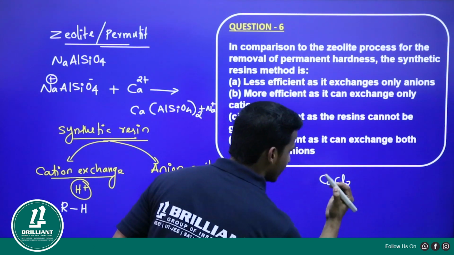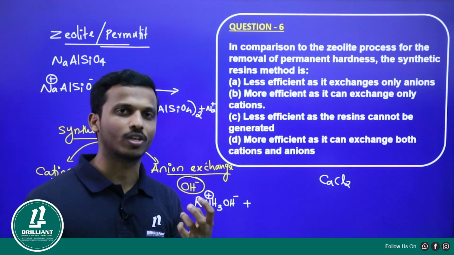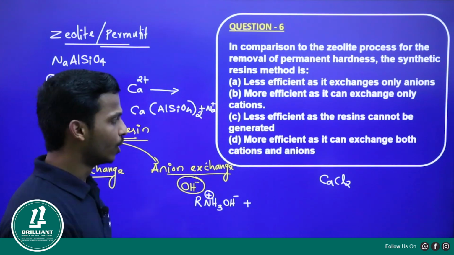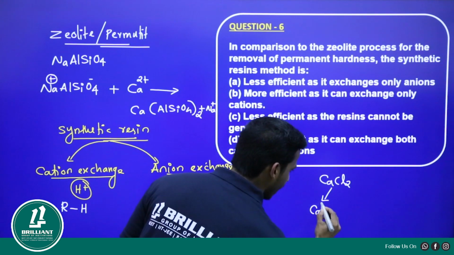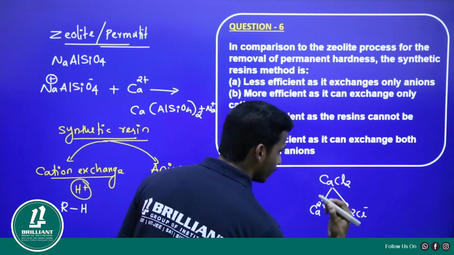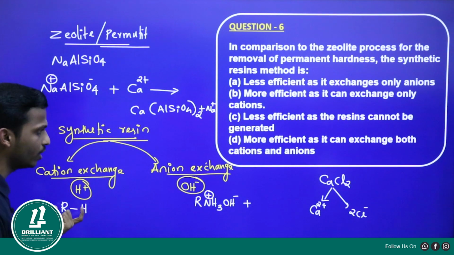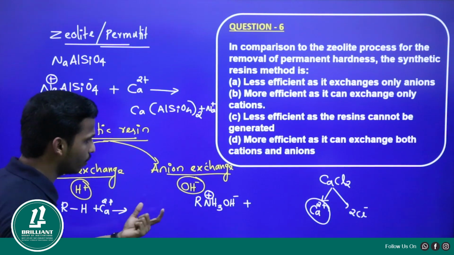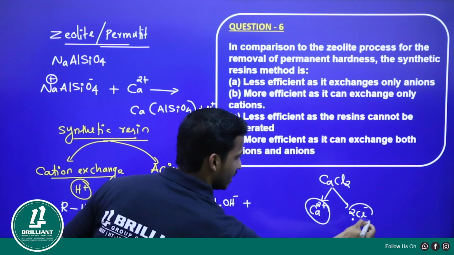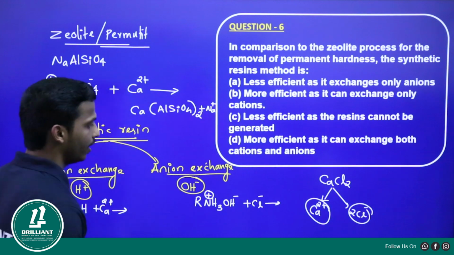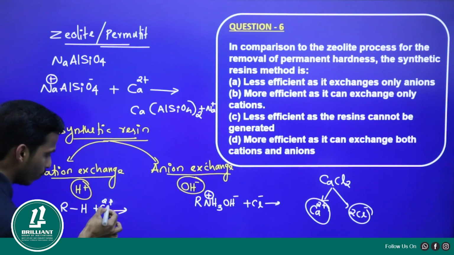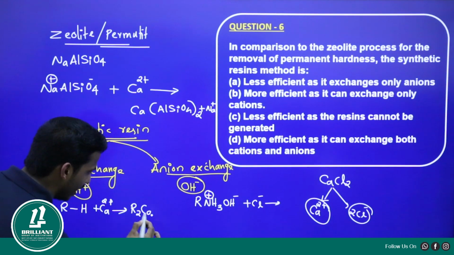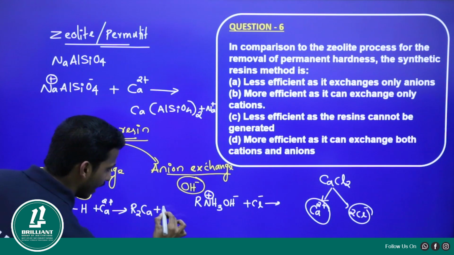Calcium chloride. It is permanent hard water, because permanent hardness is due to calcium and magnesium present as either chlorides or sulfates. So calcium chloride contains the ions Ca2+ and 2Cl−, right? Let me treat the cation exchange resin with the cationic part, Ca2+, and the anion exchange resin with the Cl− part. Here the Ca2+ ion will displace the H+ ion. So what will you get? R2Ca, Ca combines with R, and you get H+ ion.